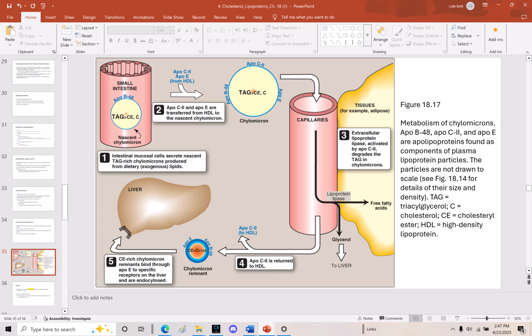And this is just the picture showing everything I've talked about. Here you have chylomicrons being made in the small intestine. They go out into the blood. HDL is going to give them ApoC2 and ApoE. They drop off triglycerides to tissues via lipoprotein lipase, which frees the fatty acids. Eventually it becomes a chylomicron remnant, and it's taken back up by endocytosis into the liver.